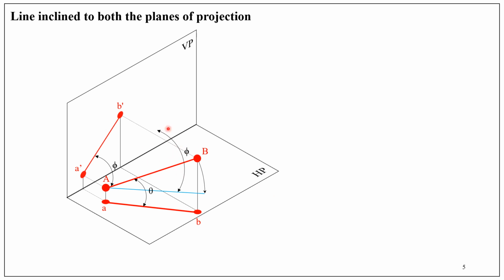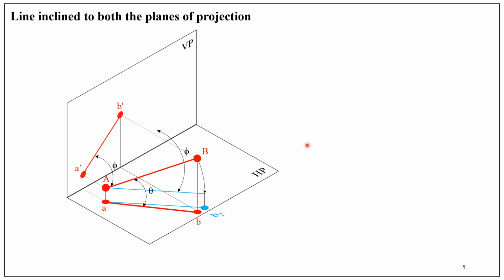Phi remains constant. And corresponding to this new position, obtain the top view of point B and name that as B2 to differentiate between the earlier top view of point capital B. Join A and B2. So what is this A B2? This is the true length of the line when it is assumed to be parallel to the horizontal plane and inclined at an angle phi to the vertical plane.